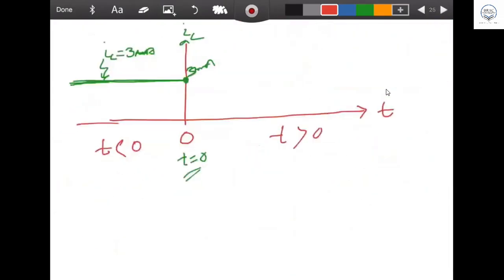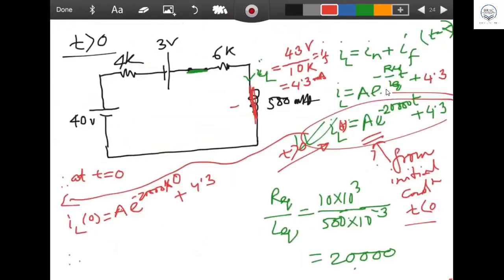You got the point. This 3 milliampere at time T equal to 0 is the initial condition. So at time T equal to 0, the IL value is 3 milliampere, and you are going to put it here. You all understand? Good. Now, A you are writing, and e to the power 0 is 1, plus 4.3. Anybody can tell me the value of A?